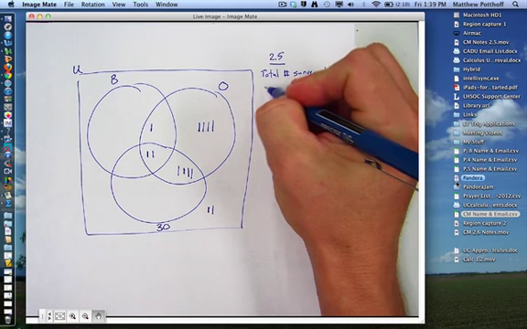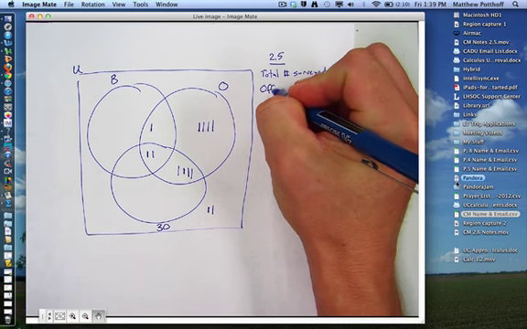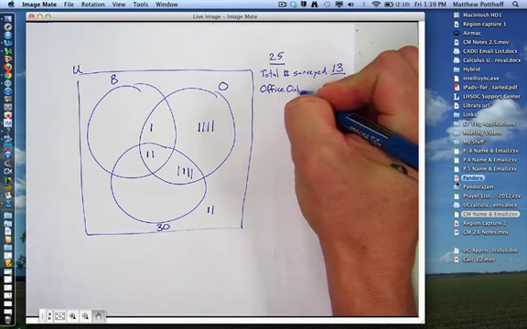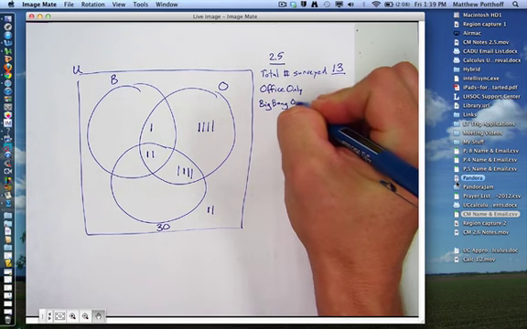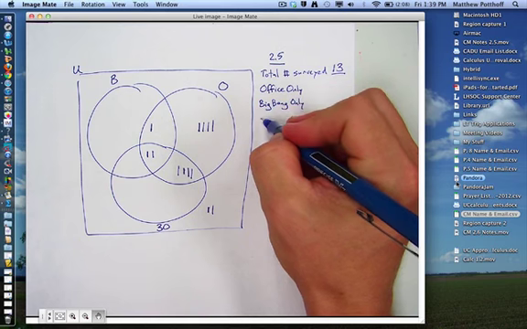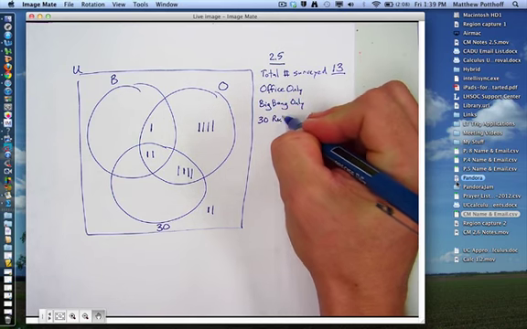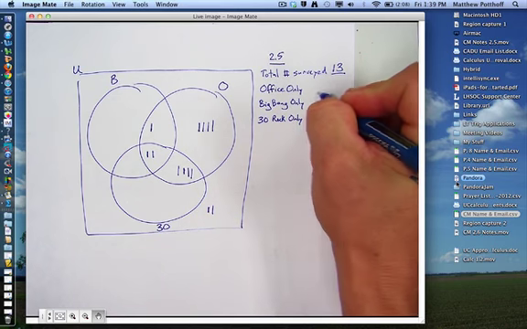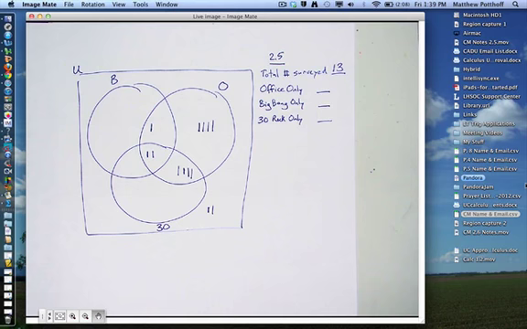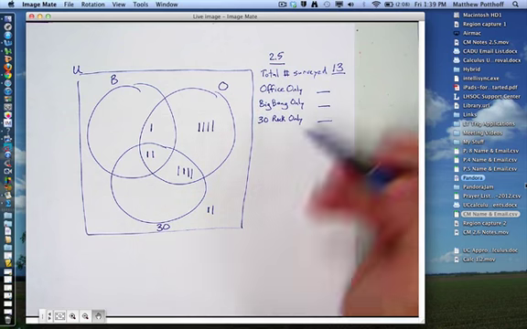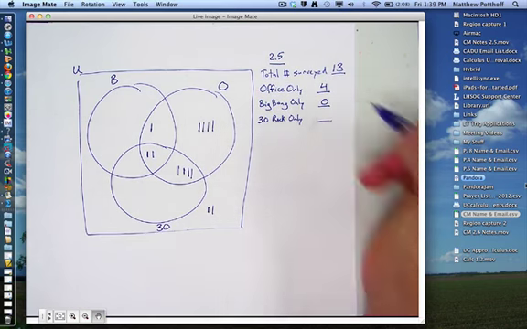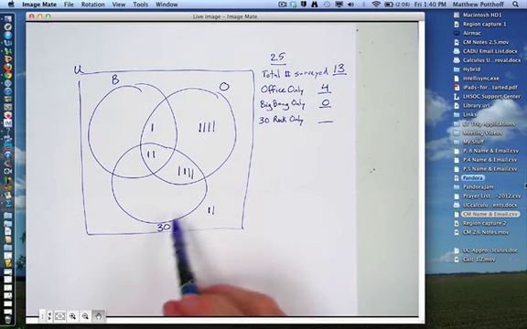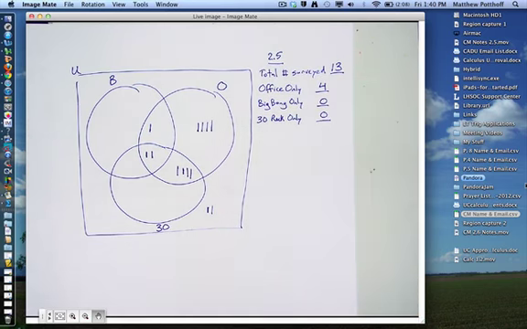Then you want to break it down to Office only, Big Bang only, 30 Rock only. You want to come up with each of these numbers. So Office only would be 4. Big Bang only is 0. 30 Rock only is also 0.